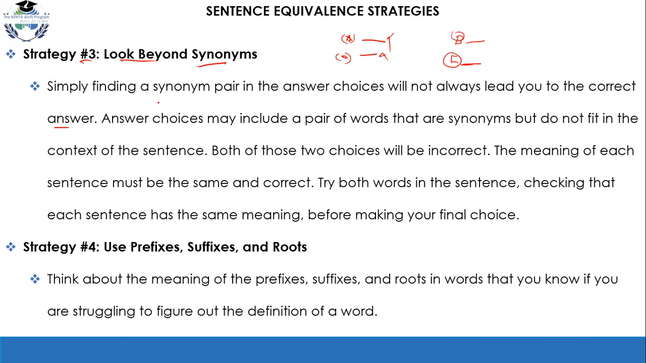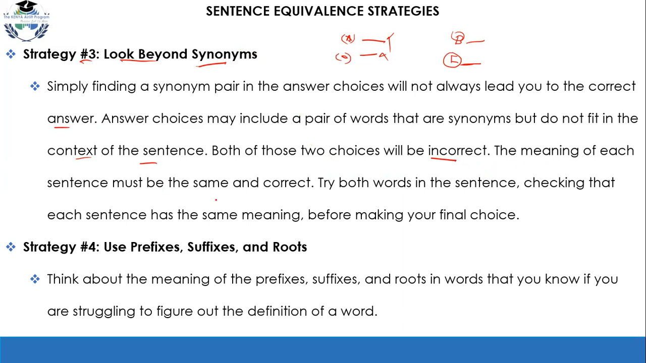So don't always pick a pair just because you found a synonym and you know these two words have the same meaning. That's not always the case. Answer choices may include a pair of words that are synonyms but do not fit in the context of the sentence. So A and C might be synonyms and have similar meaning, but they don't really fit what the sentence wants. I know these two mean the same thing, but I'm not looking for synonyms. I'm looking for what makes the sentence complete, what makes the sentence whole. So both of those choices will be incorrect.